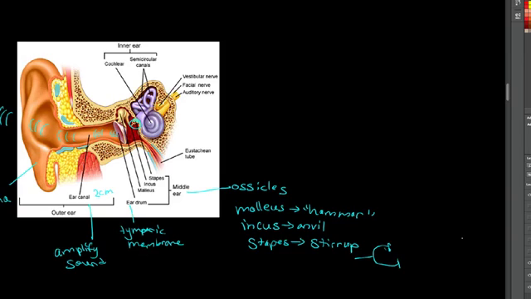This also amplifies sound because the malleus is about 15 times larger than the stapes, so it's greater in surface area. So the pressure or the vibrations felt by the stapes are of greater amplification.